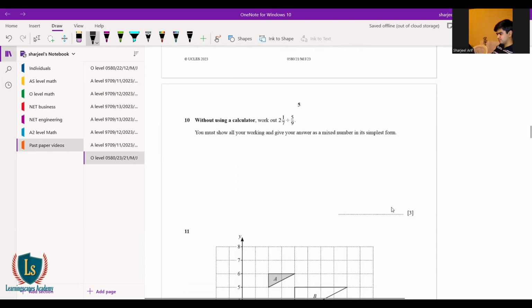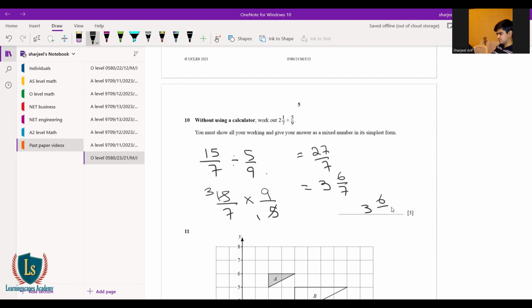For question number 10, we have to solve them without using a calculator. So we will convert the compound fraction to improper fraction. That would become 15 by 7 divided by 5 by 9. We'll multiply to get 9 by 5, 5 times 1, 5 times 3, and the answer should be 27 by 7. We will give the answer in compound form, so the answer should be 3, 6 by 7. You can use a division method in your rough work to convert it into compound fraction.